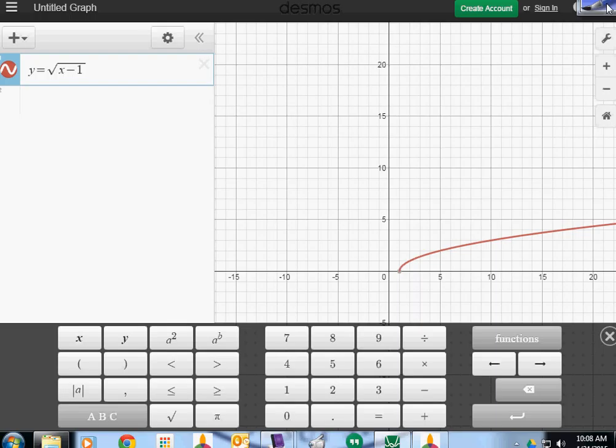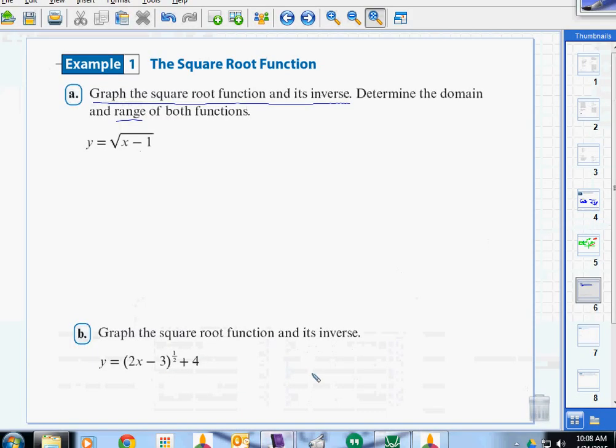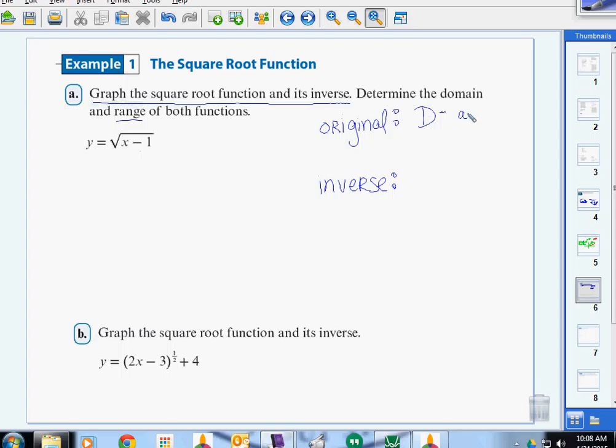Yep, exactly. So come back here, back to this, and I'm going to say original, because we have to write the original and the inverse function. And we have to find the domain and range of both the original and the other one. So the domain is just what Noah said: all reals greater than or equal to 1.